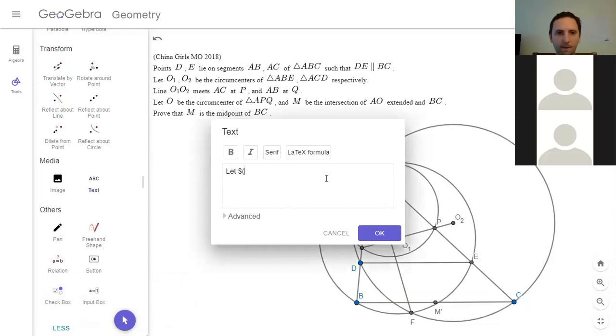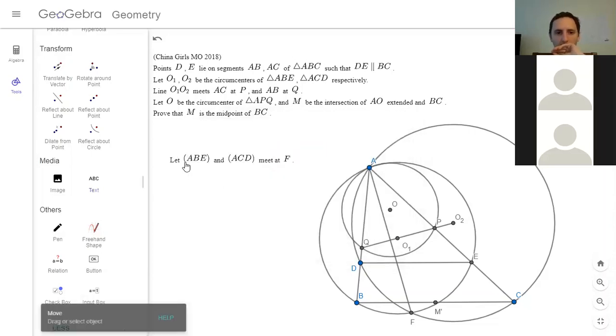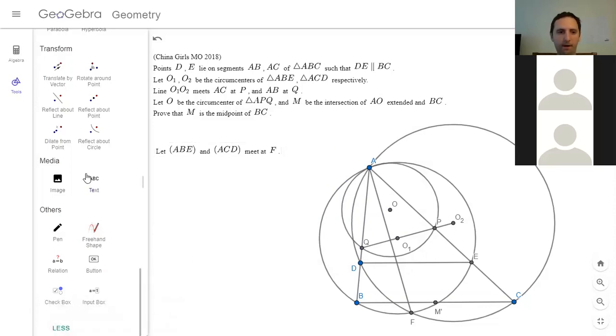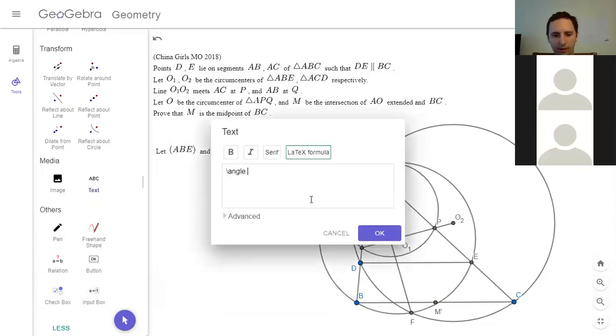Let them meet at point F. And then we have angle FBD equals angle FBA equal to angle FEC and angle FCE equals angle FCA B.